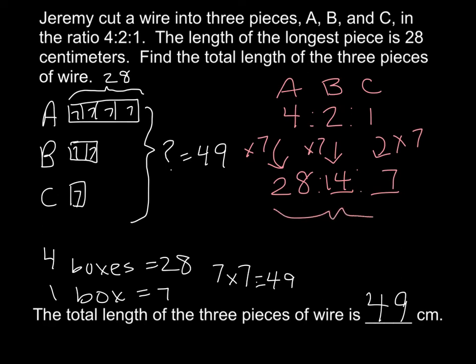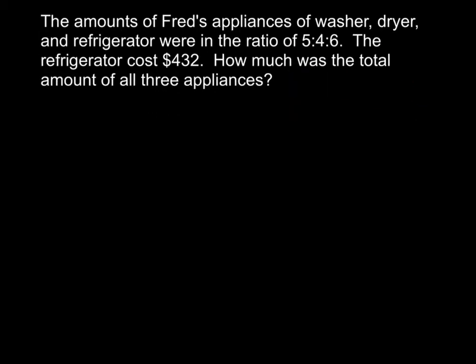Then if I want the total, I just have to add those up. So 28 plus 14 plus 7 gives me 49 also. So you could do it with a model, or you could do it by setting up your ratio and finding your missing terms. Whatever makes more sense to you. Pause the video and try this one using one of the two methods from the previous example.